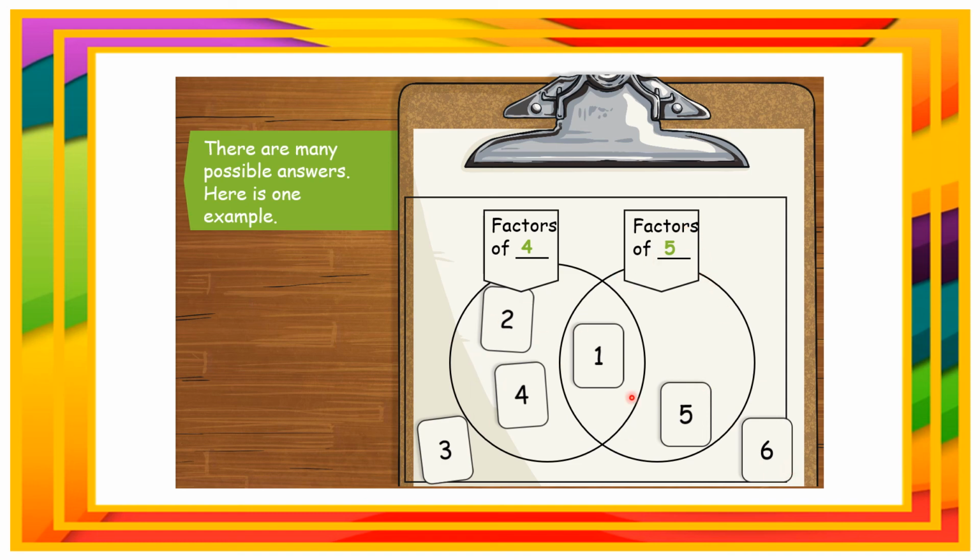In the Venn diagram, you can see, you know that 2 multiplied by 2 will give us 4 and 4 multiplied by 1 would give us 4. Here, 5 multiplied by 1 would give us 5. Why do you think 1 is in the middle? It's in the middle because we could use 1 for both factors, 4 and 5. Well done if you chose these as your answers.